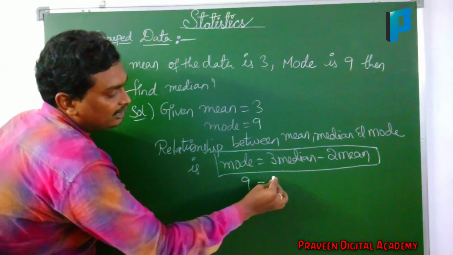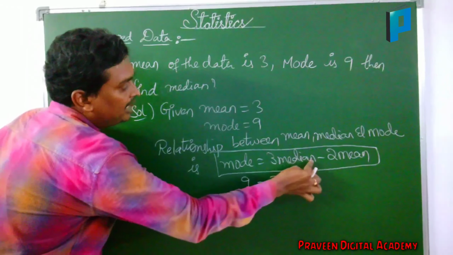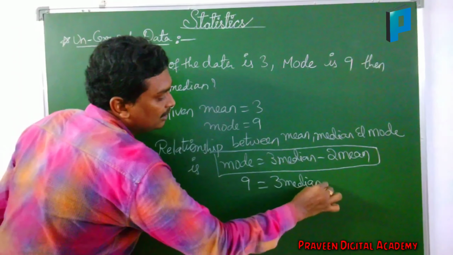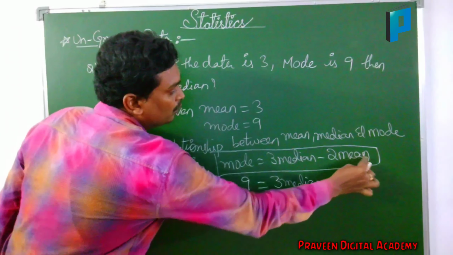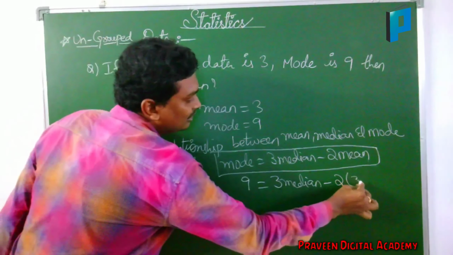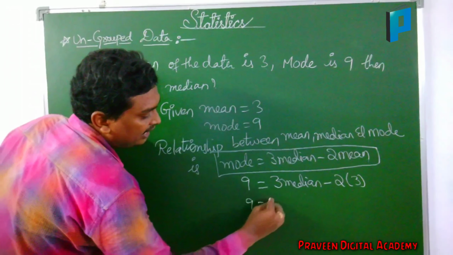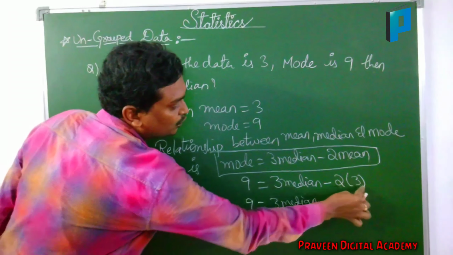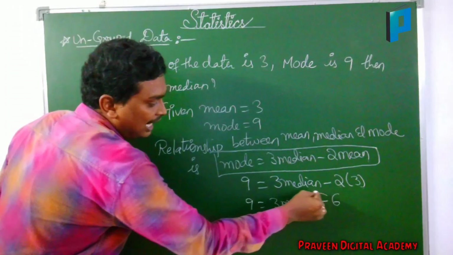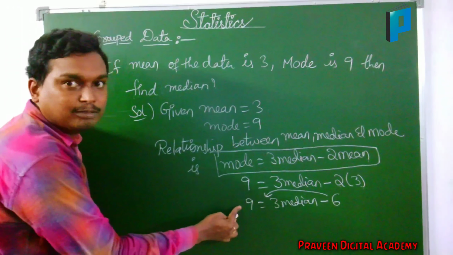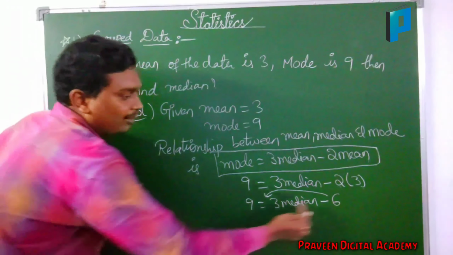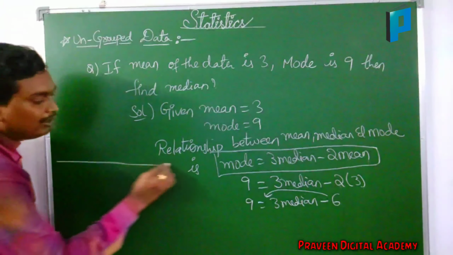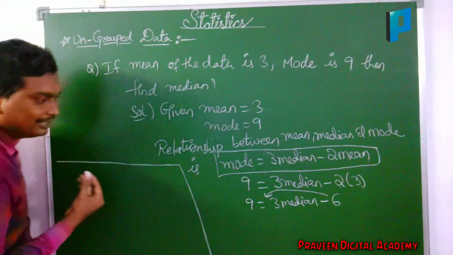What is the mode we are having here? 9. 9 is equal to 3 median. We don't know the median, keep the median like that only. 3 median minus 2 into mean. What is the mean we are having here? 3. What you will get here? 9 is equal to 3 median minus 2 into 3 is 6. And this 6 you have to transpose to the LHS side. When minus 6 is transposed to the left side, what will it become? It will become plus 6.